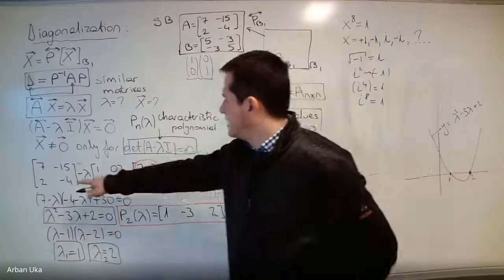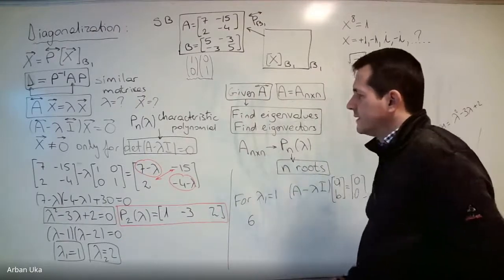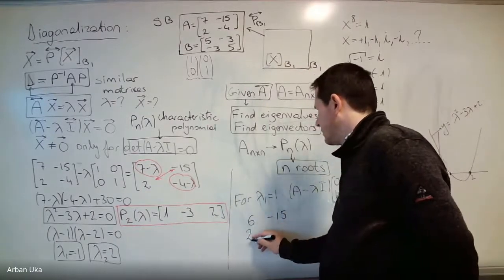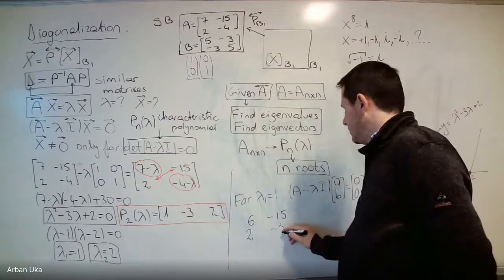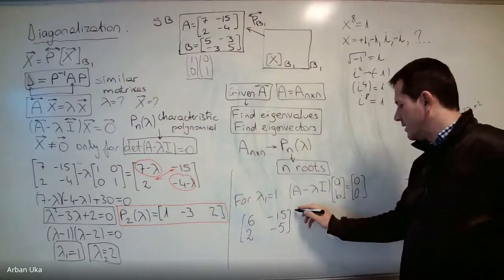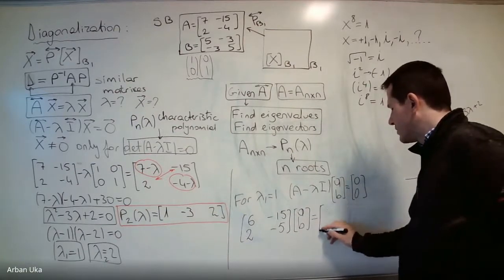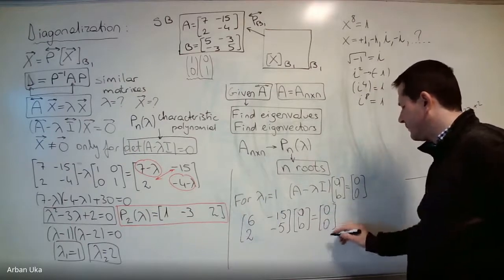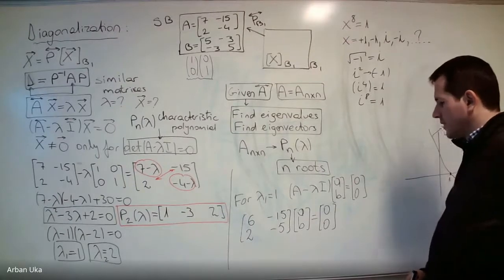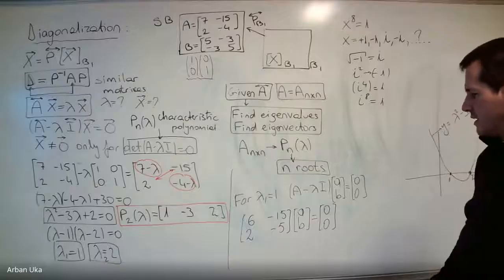The A is here. So it's 7 minus 1, this is going to be 6, minus 15, 2, minus 4 minus 1 is minus 5. This is A minus lambda I, multiplied by (a, b), and this is equal to (0, 0). So what are a and b? What is the fundamental equation? The null space of that matrix. Yes, it is the null space.